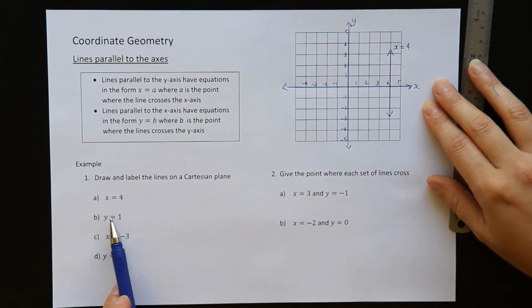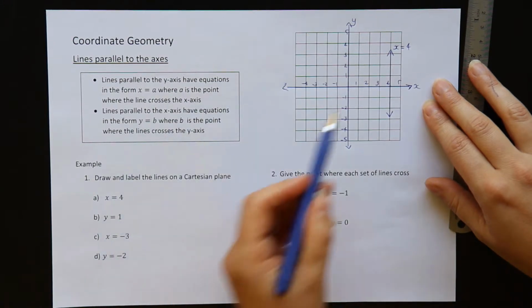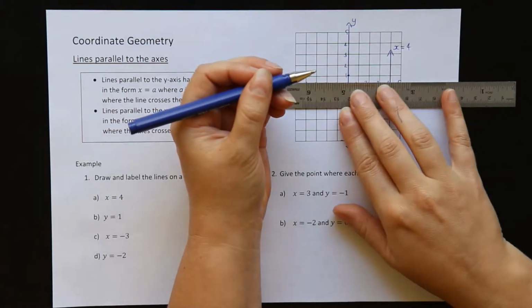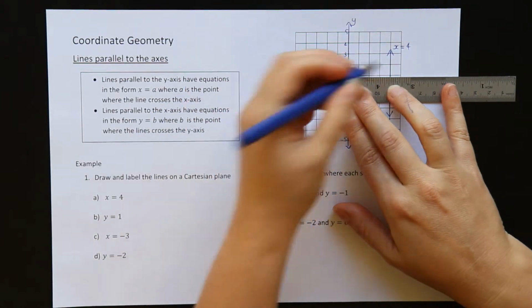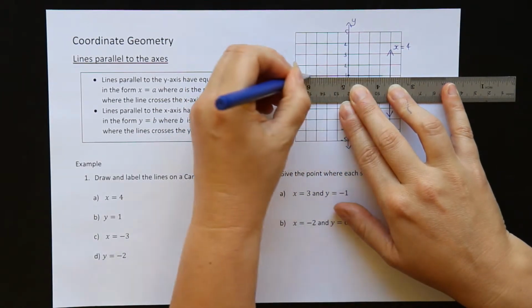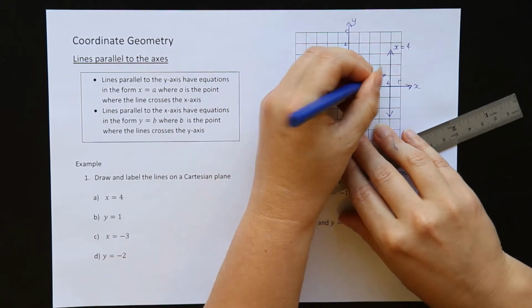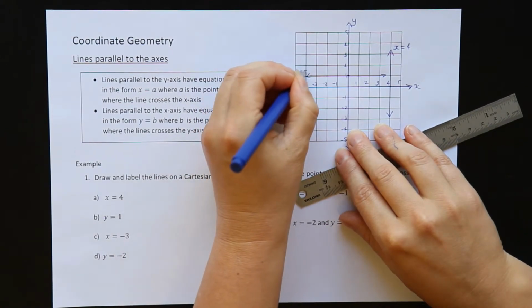If I have y is equal to 1, that means it's going through the y-axis at 1. So it'll be going this way. Put some arrows on the end, and that's y is equal to 1.